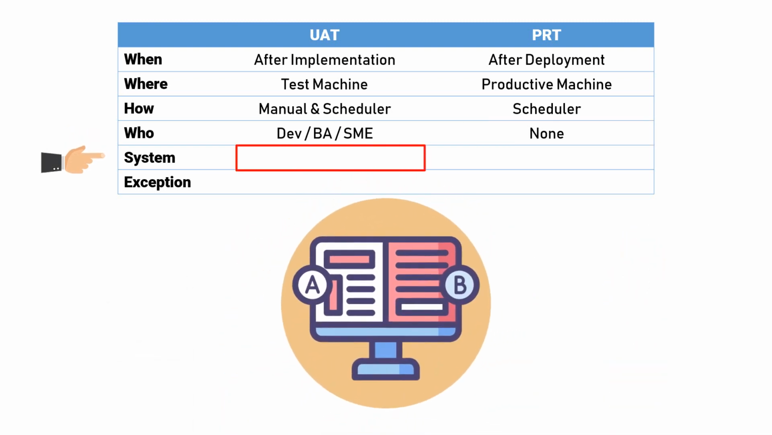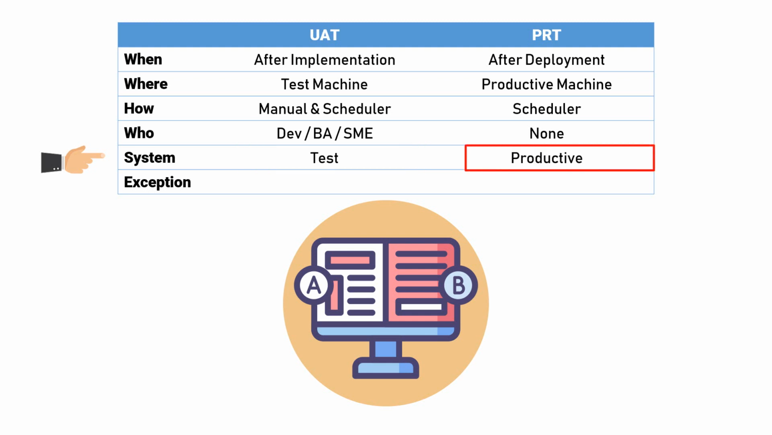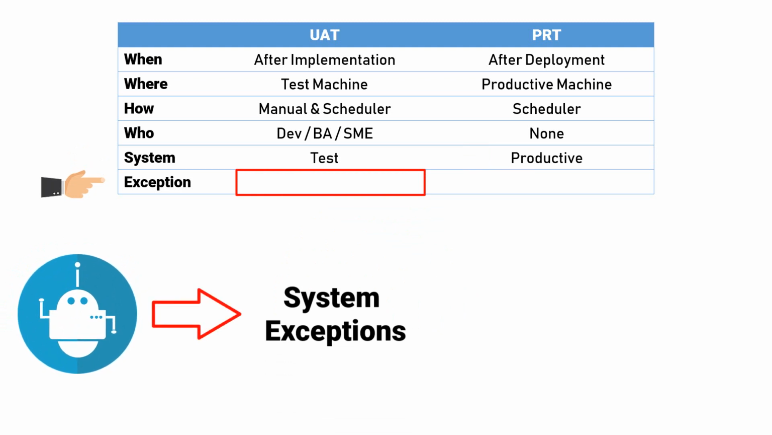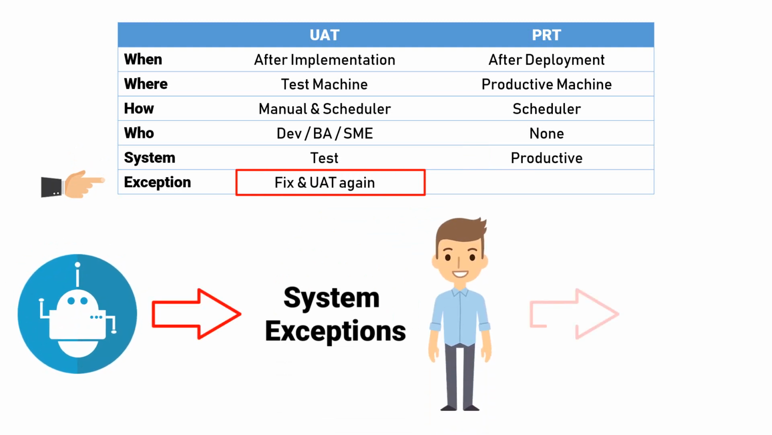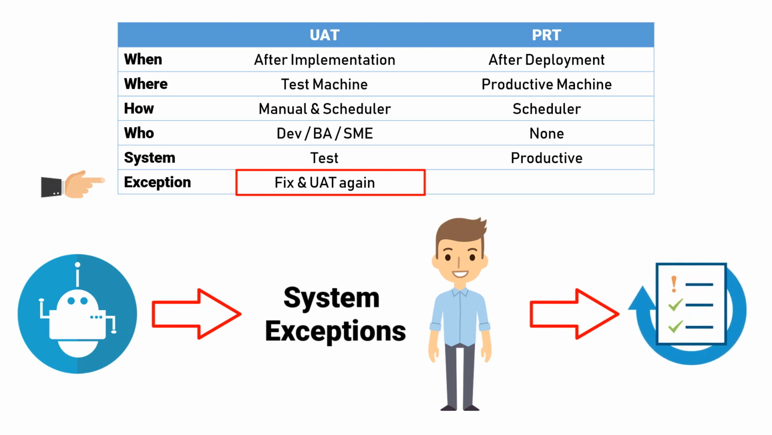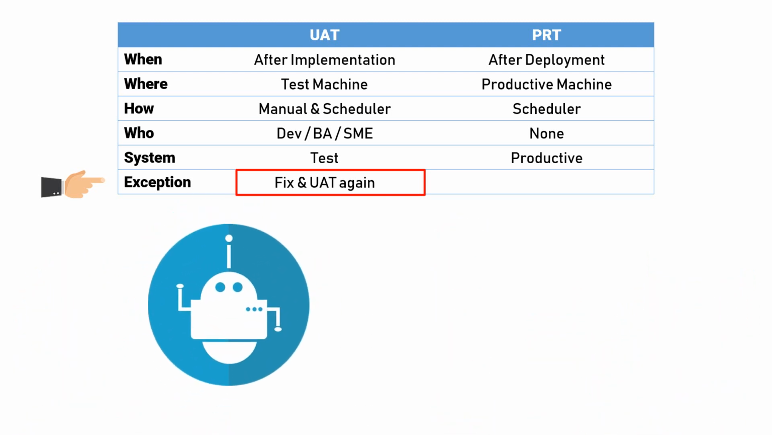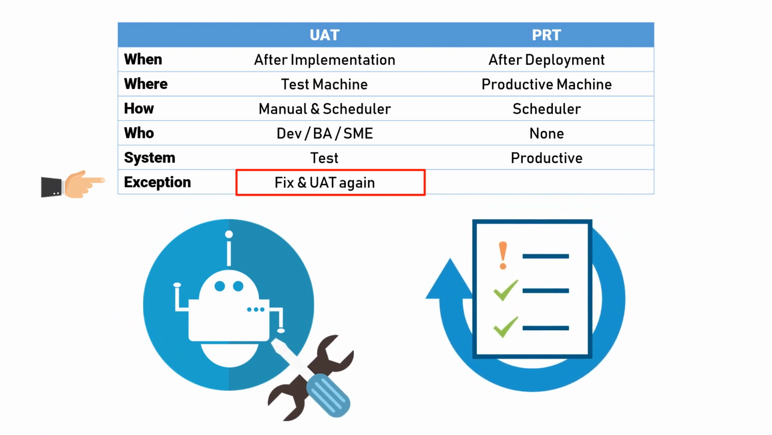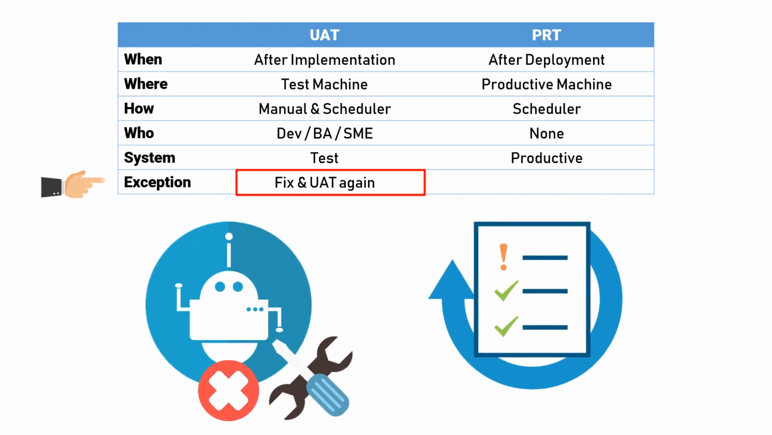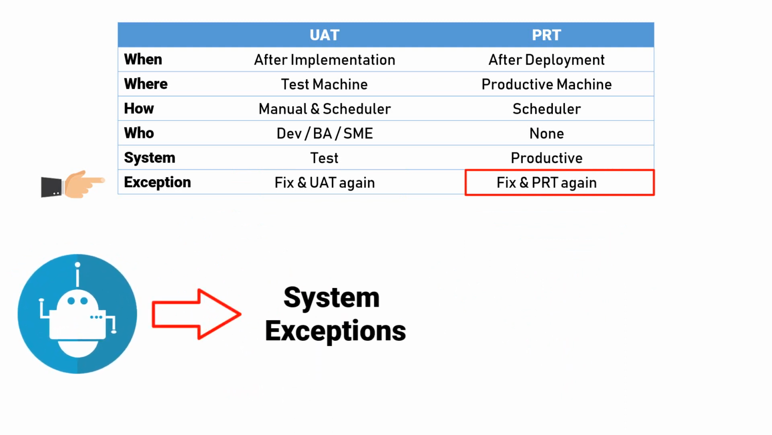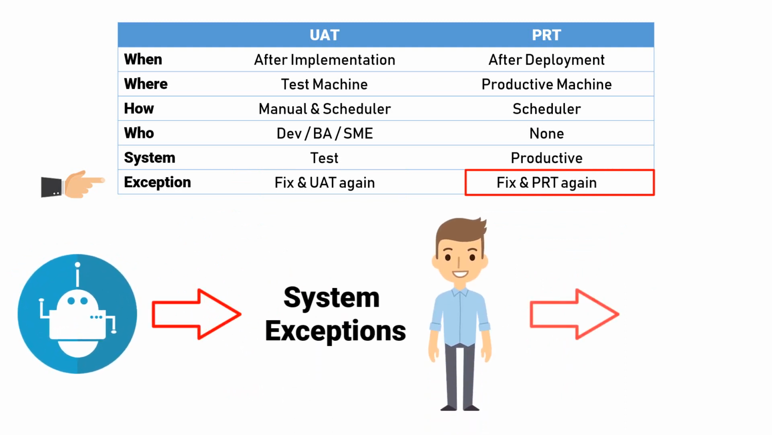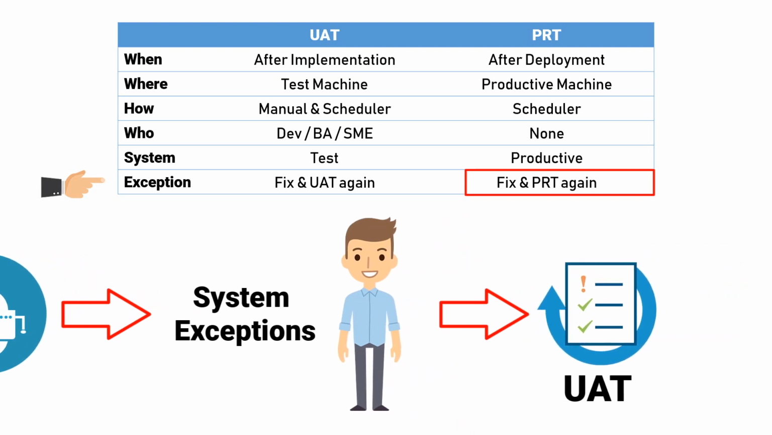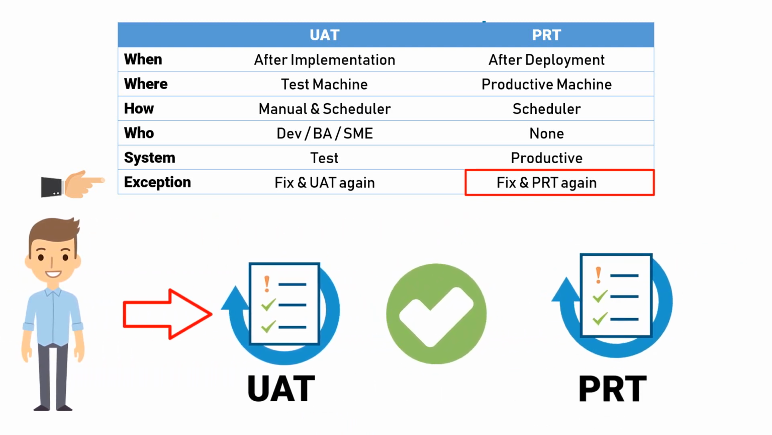If the process has test and productive environments, the UAT takes place in the test system and the PRT in the productive system. But if the process only has a productive system, then both tests take place in the productive system. If the UAT throws system exceptions, these should be fixed by the developer, and the UAT takes place again, until the bot no longer has any exceptions. The bot also needs to be fixed and the UAT has to be repeated, if the bot does not work properly as it is supposed to. If the bot throws system exceptions at the PRT, these must be fixed by the developer. Then a new UAT will take place, and if the UAT is successful, the PRT will take place again.